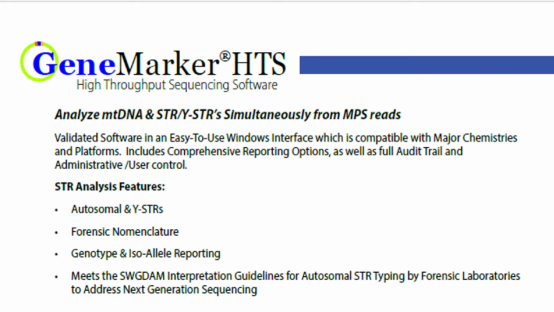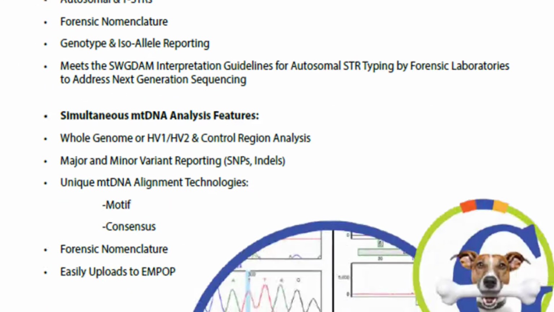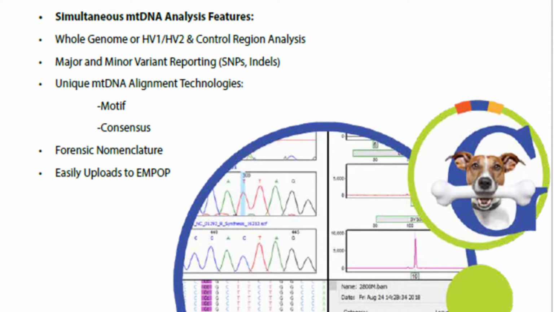The STR application allows for analyzing autosomal and Y-STRs using forensic nomenclature. Allele calls are concordant with CE results, but also include sequence variants to visualize iso-alleles. The mitochondrial DNA application allows for analyzing whole mitogenomes or specified regions with multiple alignment options as well as forensic nomenclature and the ability to upload profiles to MPOP.